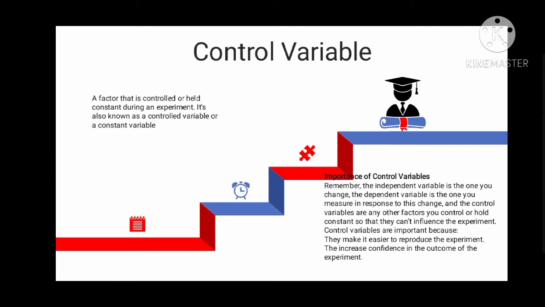What is the importance of these variables? Remember that the independent variable is the one you change. The dependent variable is the one that you measure in response to this change. And the control variables are any other factors you control or hold constant so that they cannot influence the experiment. Control variables are really important because they make it easier to reproduce the experiment, and they also increase confidence in the outcome of the experiment itself.